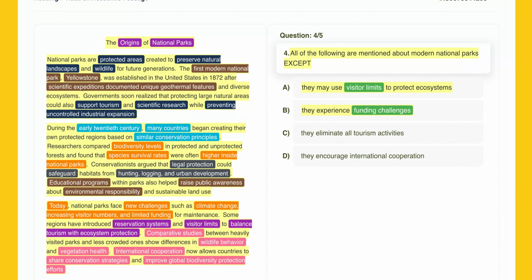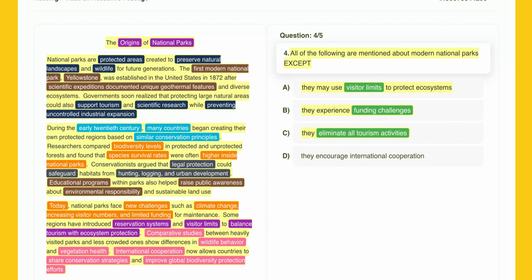Now let's take a closer look at option C. They eliminate all tourism activities. Option C claims they eliminate all tourism activities. Paragraph 3, sentence 2 says the goal is to balance tourism with protection, not eliminate it entirely. This option contradicts the text. Since it is false, it is the correct answer to the except question. Therefore, this is correct.